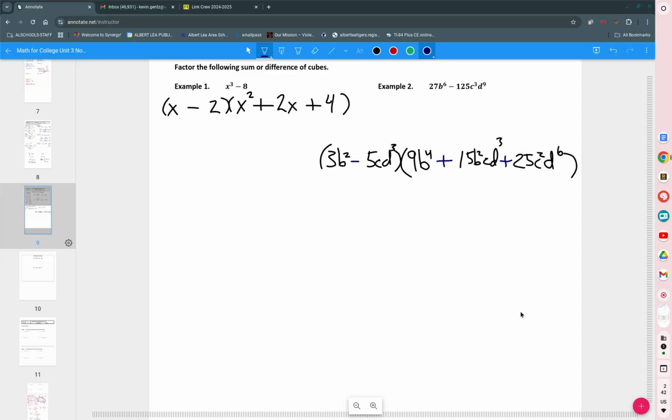Same sign, opposite sign. See that? Good job. So you got 2 minus m squared. See that?